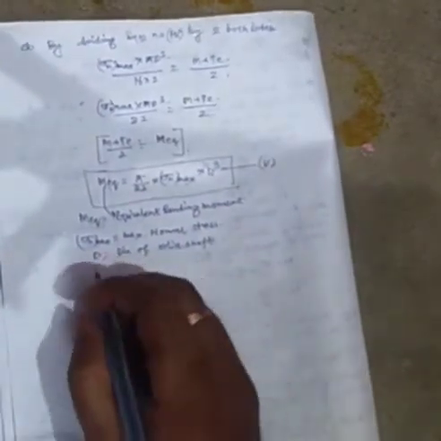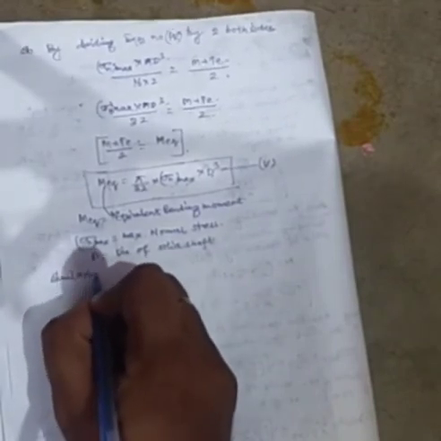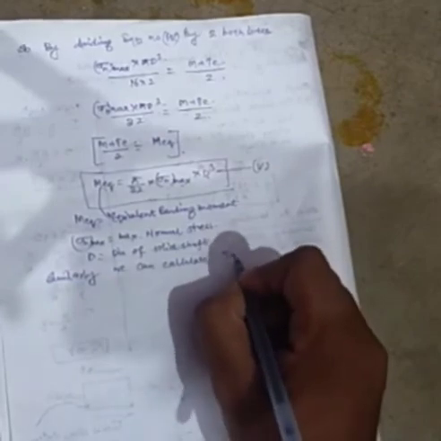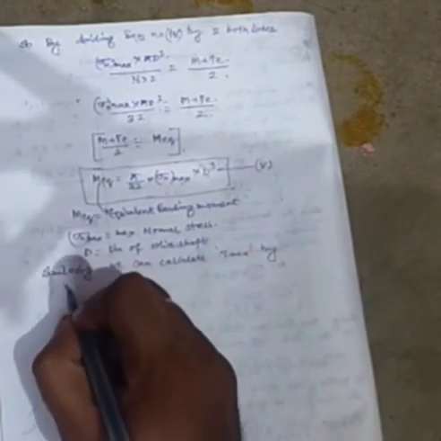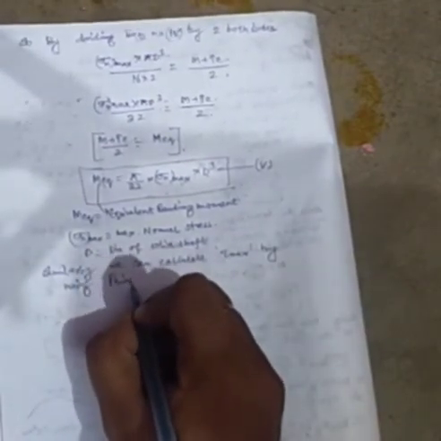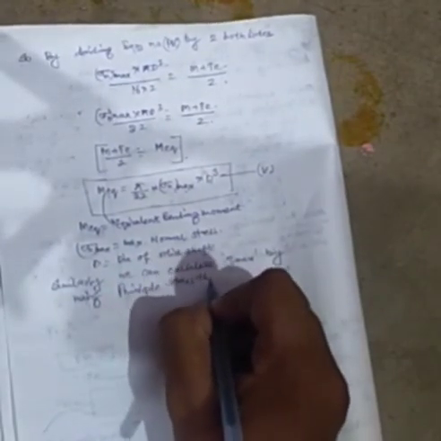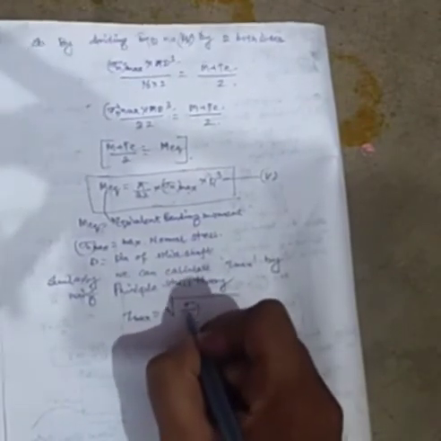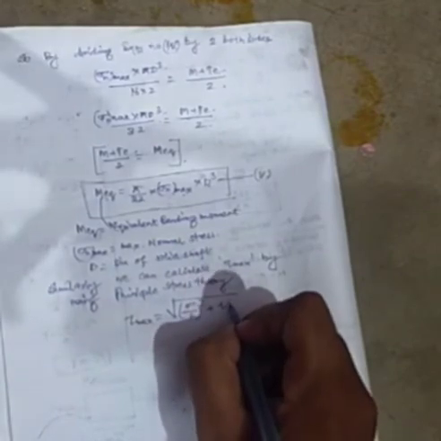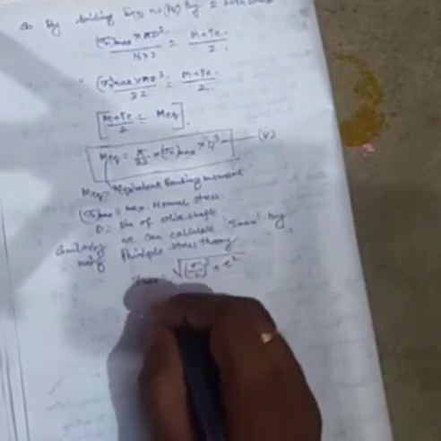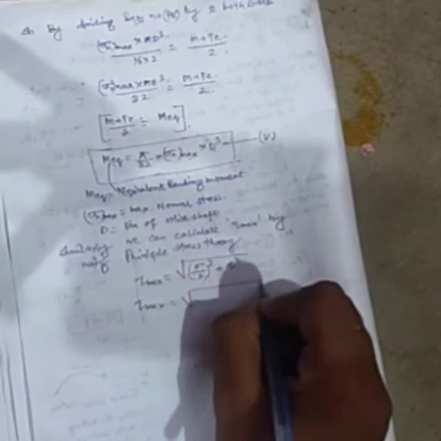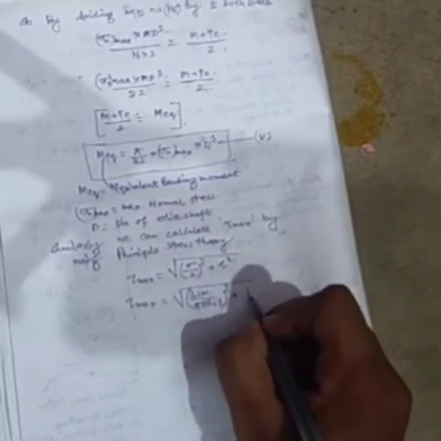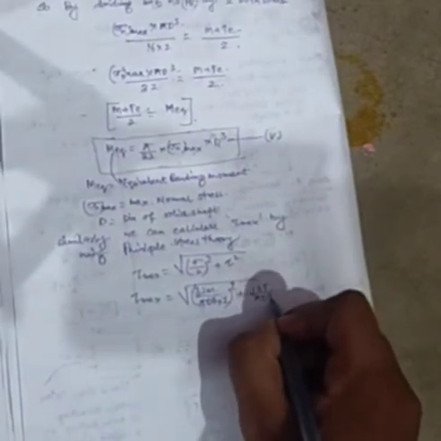Similarly, we can calculate tau max by using the principal stress theory, which is tau max equals under root sigma by 2 square plus tau square. This was the formula. So tau max, putting in the values of sigma b and tau, equals under root of 32M by pi d cube into 2, the whole to the power 2, plus 16T upon pi d cube to the power 2.